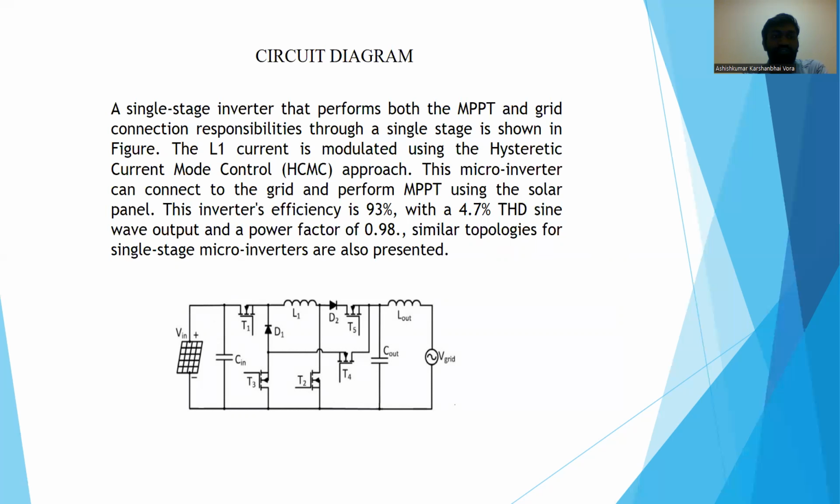Similarly, the topology for the single stage microinverter is also presented. It's showing the V in positive to negative, which is linked to the C in capacitor. Again, it is joined with T1 and T3 between the D1, and then L1 is joined with T2, and then it's connected with the D2, T5, and T4. It's between the C out, and L out is joined with the V grid.